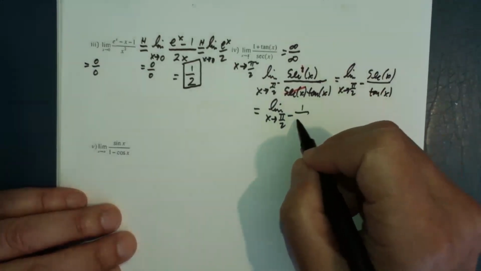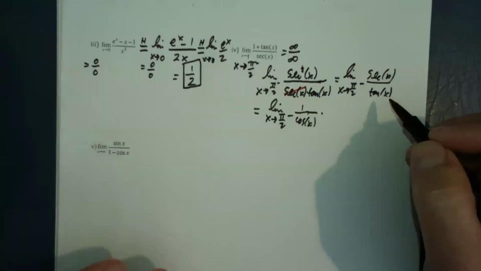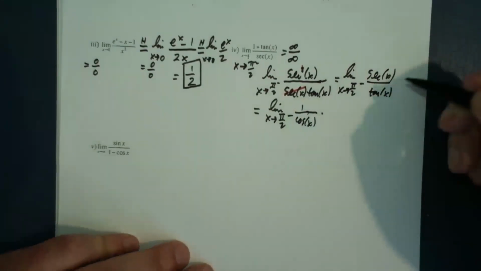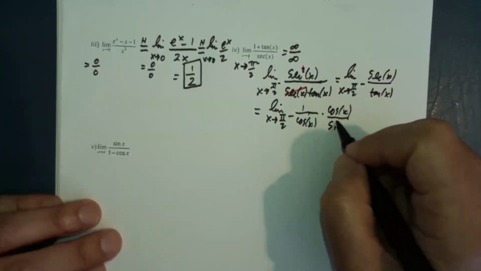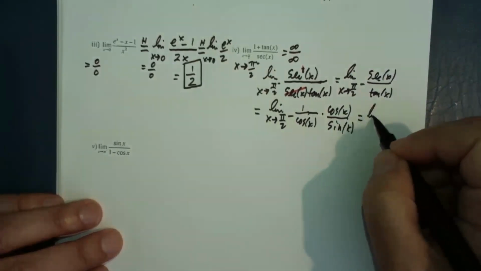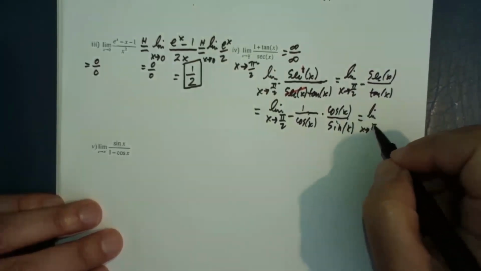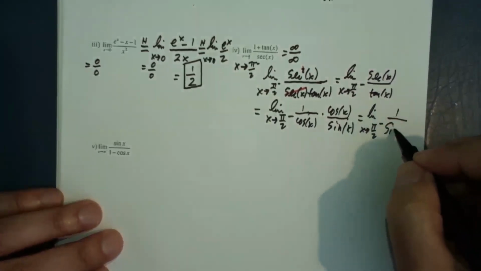Secant is 1 over cosine. Now tangent is sine over cosine, and so because it's in the denominator, we flip that. That's going to be cosine x over sine x. And so this gives us the limit as x approaches pi over 2 on the negative side, this is going to be 1 over sine x.